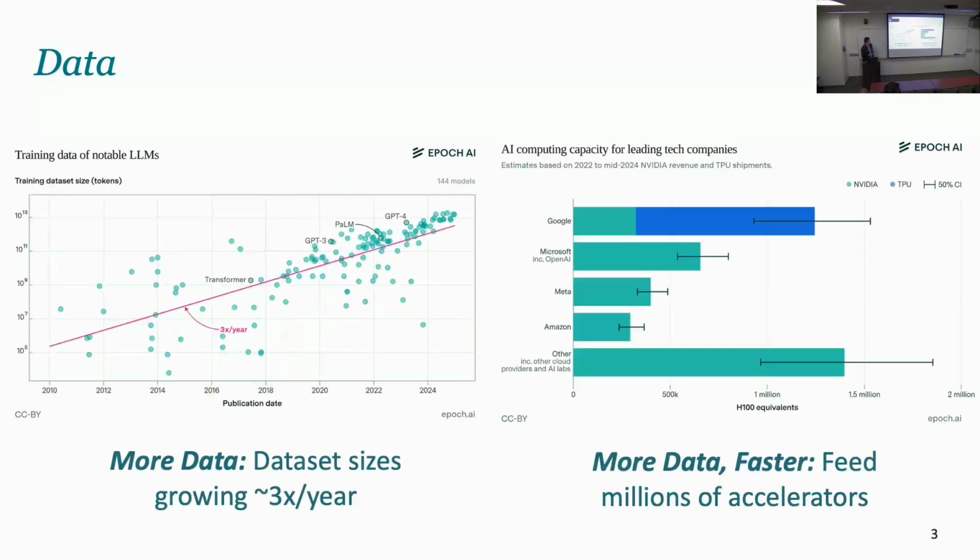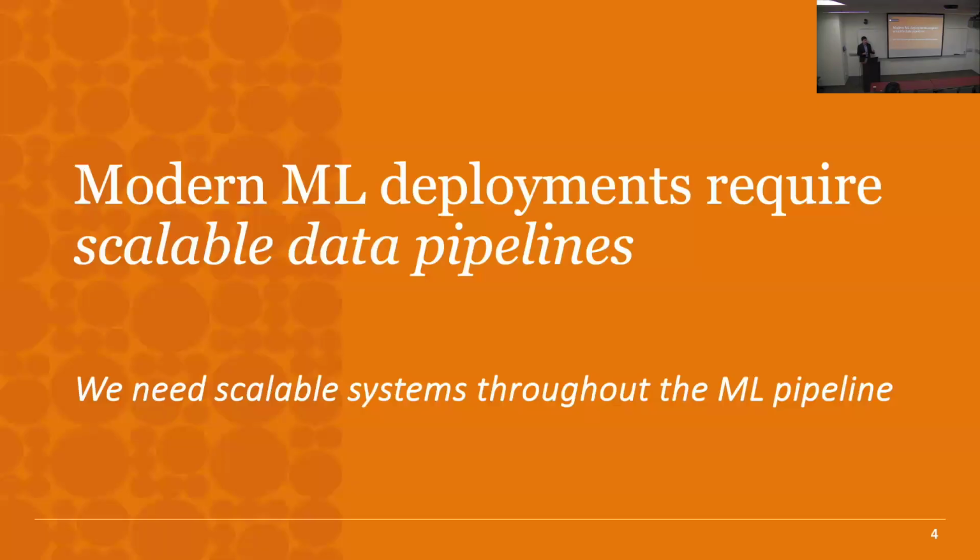Companies like Meta, Google, Microsoft are deploying millions and millions of GPUs in these data center scale training clusters in order to keep up with the computational demand that these models need. So if we actually want to use these GPUs, we need to process and ingest all of these data sets fast enough to feed the millions of GPUs consuming this data. So in summary, to meet this data demand, modern ML deployments require scalable data pipelines.